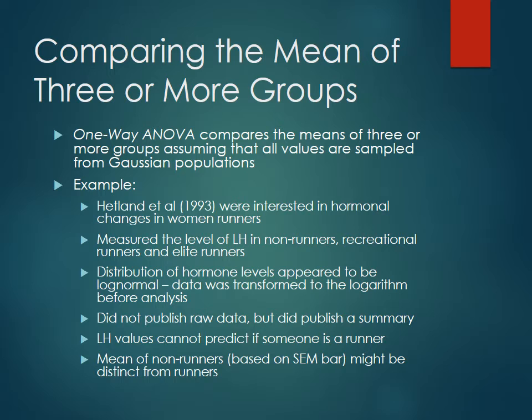Basically, they're saying that luteinizing hormone does not predict if someone is a runner, but they're looking to see how, if you are a runner, that can affect your luteinizing hormone. So what they ended up showing was the mean of non-runners. Their conclusion was that the mean of non-runners, based on the standard error of the mean bar, might be distinct from runners. So we're going to dive into those results and see if that's actually true or not.